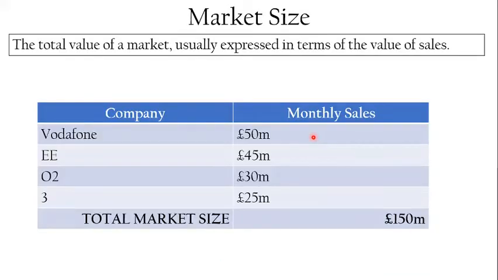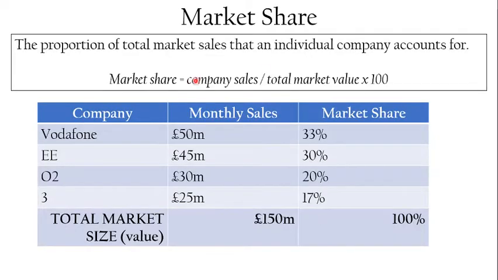When we talk about market, we often talk about market size. I've made these figures up, but this might be the total market size of the mobile phone market, which is calculated by adding together the sales of each individual company to give us the total market size. You need to be aware of how to calculate market share, which is the individual company sales. So in this case, Vodafone have 50 million, divide that by the total market value times it by 100. That shows that they have a 33% market share.